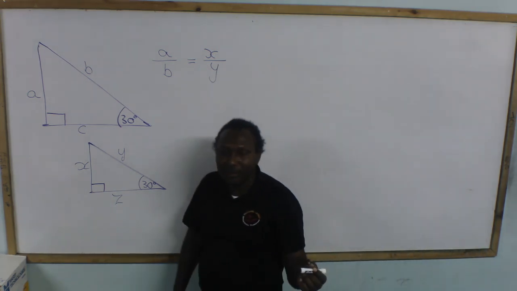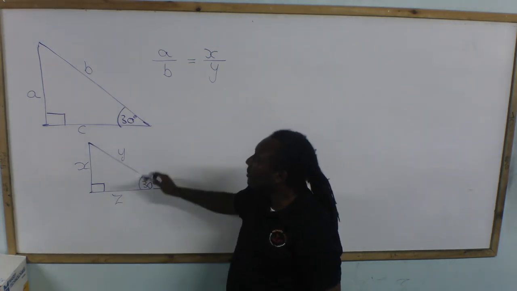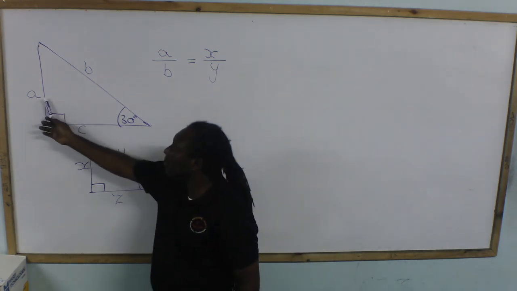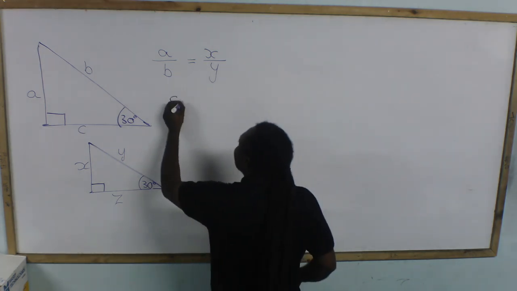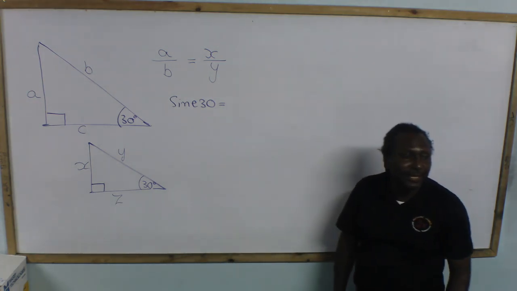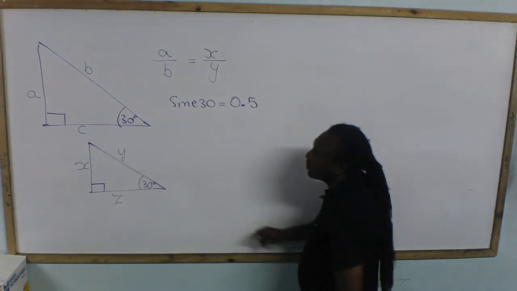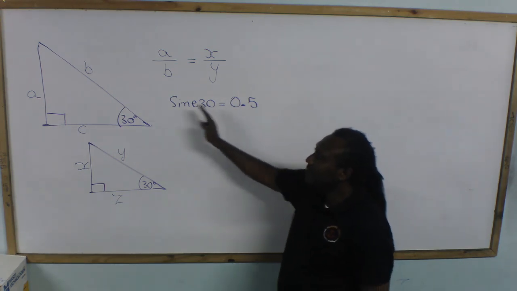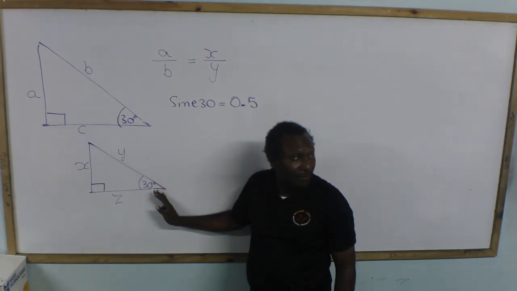Now, although we're going to take a look at it in a short while, this angle is 30 degrees, this angle is 30 degrees. And what we have done here, this over this is actually called sine 30. That's actually sine 30, and that is equal to what? 0.5. So it is going to be 0.5 for this triangle, and it will be the same for this triangle. Will it be the same for this triangle? Yes or no?